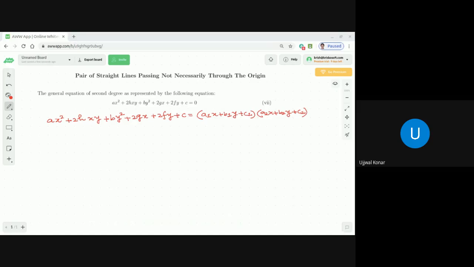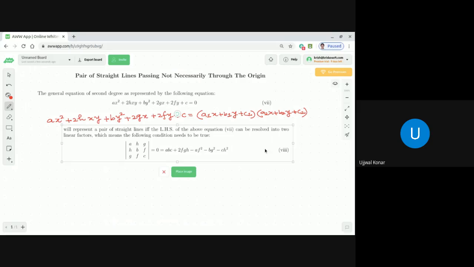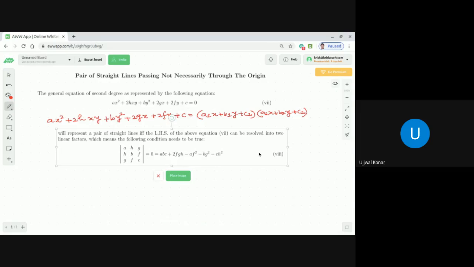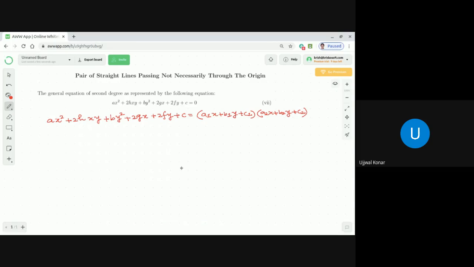Okay, but under what condition? The condition we discussed, but how efficiently can we find whether it represents a straight line or not? We need to find the value of the determinant. I'm going to show you, dear students, that if it is 0, then we can say yes, it is possible to express that general expression of second degree as two factors, or we can say the general expression is resolved into two factors.